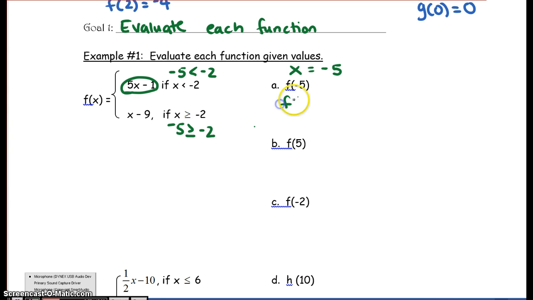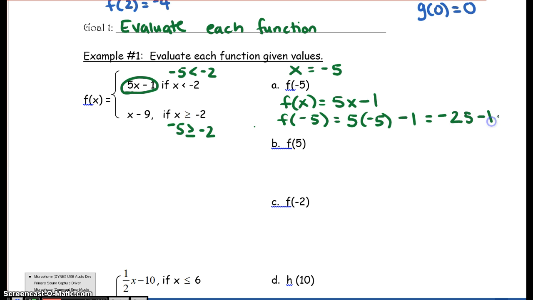So f of x equals 5x minus 1. Then f of negative 5 equals 5 times negative 5 minus 1. We replace the x's with negative 5. 5 times negative 5 is negative 25, minus 1, which equals negative 26. So our final answer is f of negative 5 equals negative 26. And I'm going to box that.